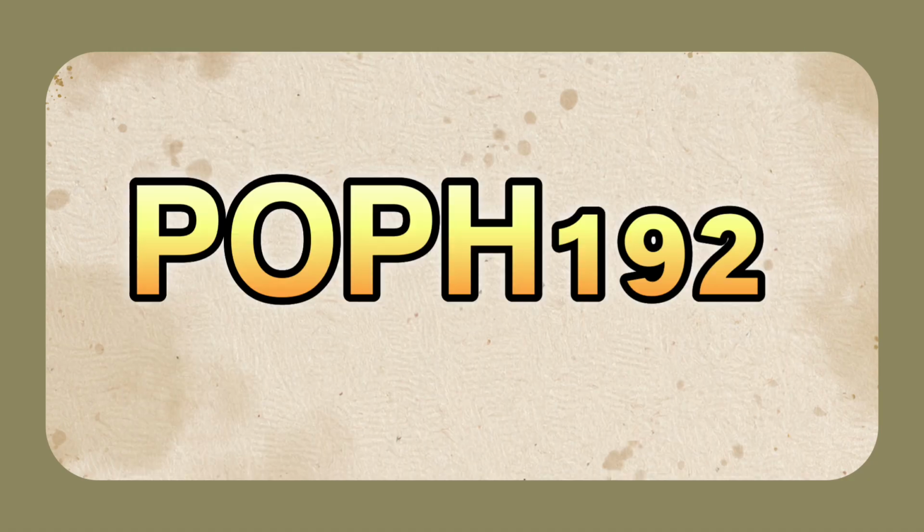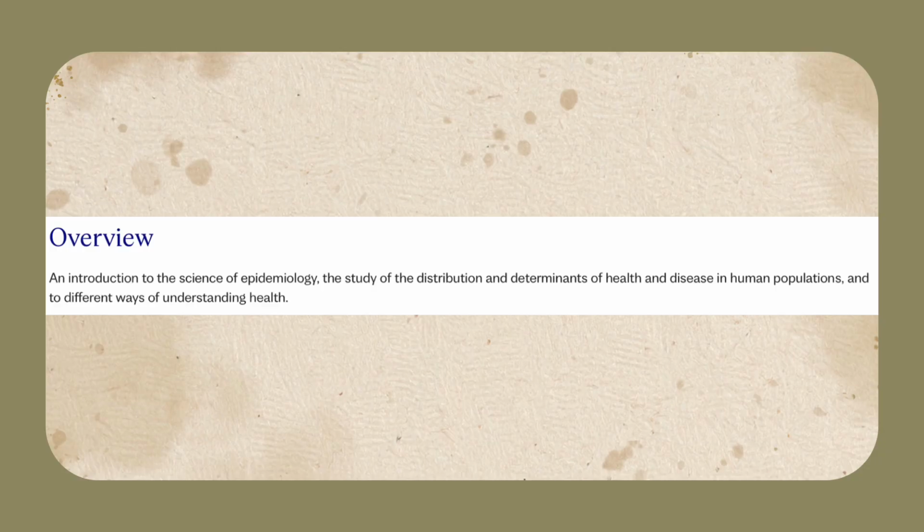So the next paper is POPH 192, or the Population Health paper. It is essentially an introduction to the science of epidemiology, the study of the distribution and determinants of health and disease in human populations, and to different ways of understanding health.